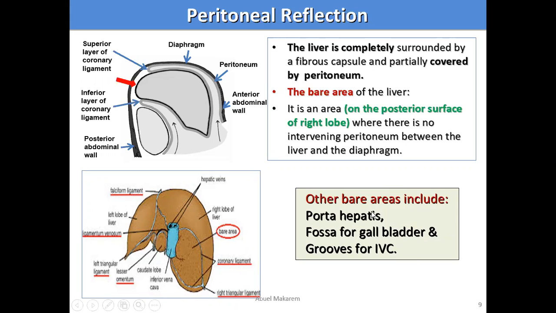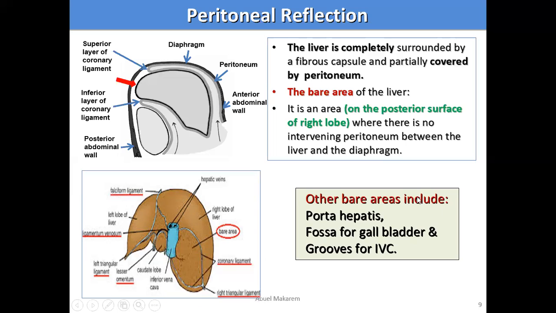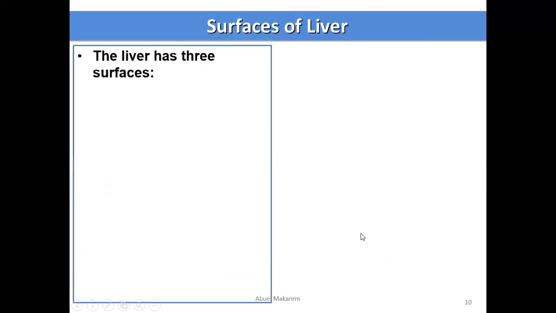So there are other smaller bare areas of the liver, which include the porta hepatis, where porta hepatis is that area where the structures enter or come out. That is called as the porta hepatis. So we'll see the porta hepatis. Then the fossa of the gallbladder, where the gallbladder is present. Then the groove for the inferior vena cava. This is the inferior vena cava, where the groove for the inferior vena cava is there. There also peritoneum doesn't cover. So these are smaller bare areas: one is the porta hepatis, fossa of the gallbladder, as well as groove for the inferior vena cava.